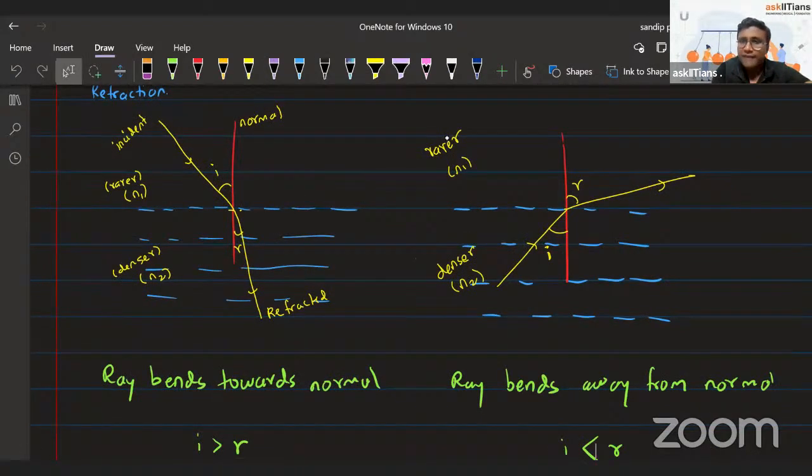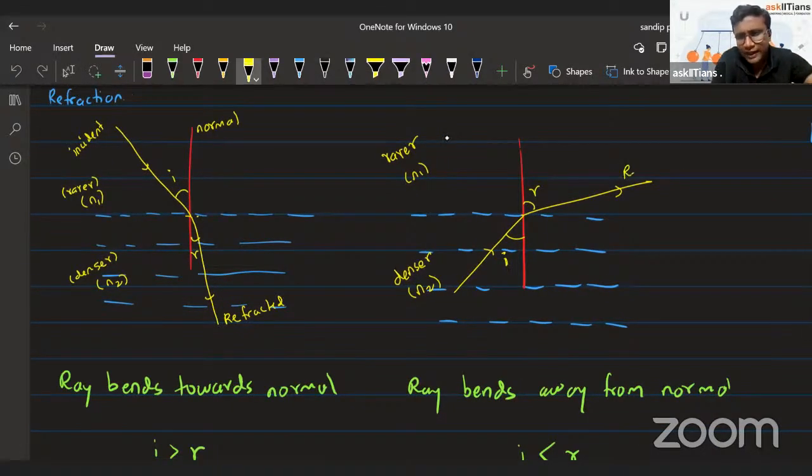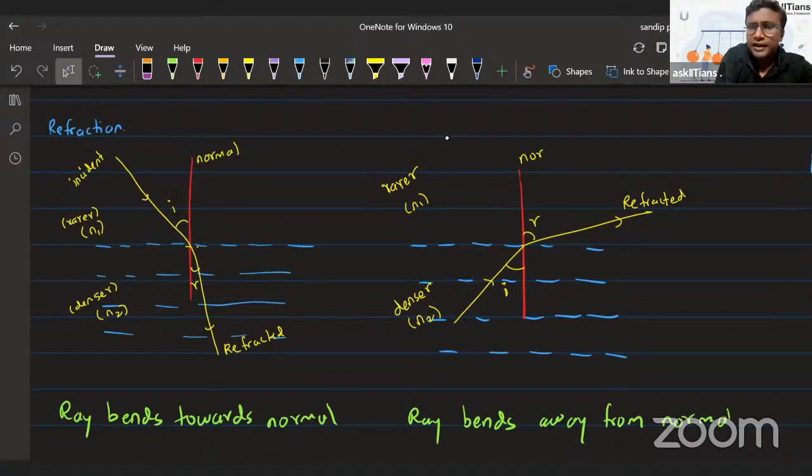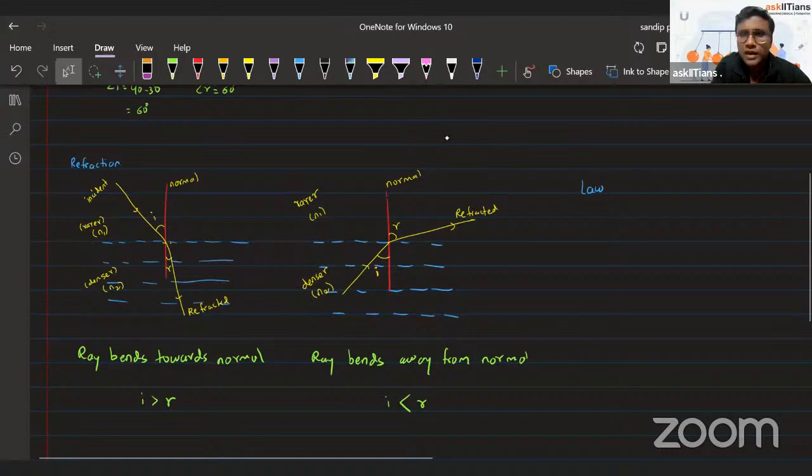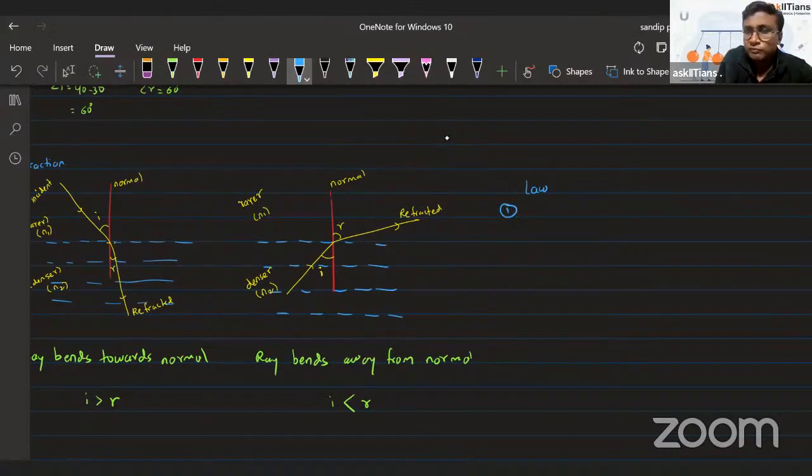Incident ray, refracted ray, right? Here also I can call this a refracted ray. So the incident ray, normal, and the refracted ray lie in the same plane. That is one law. Another law is a little bit different, and it is also called Snell's law.